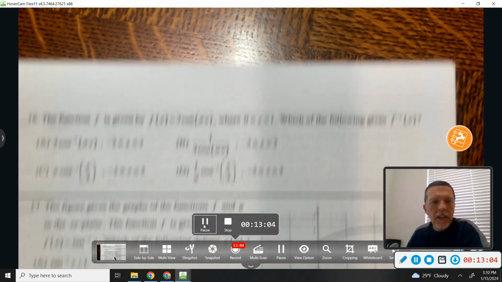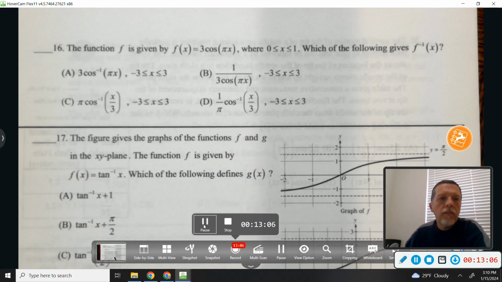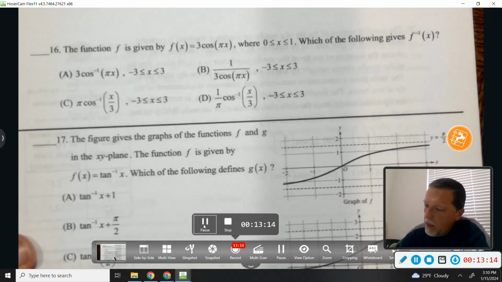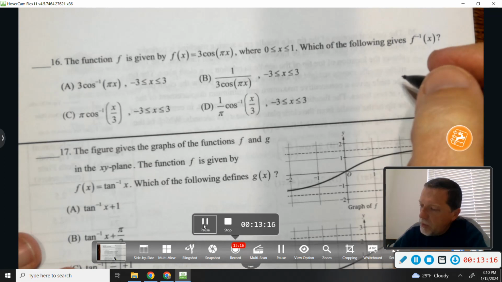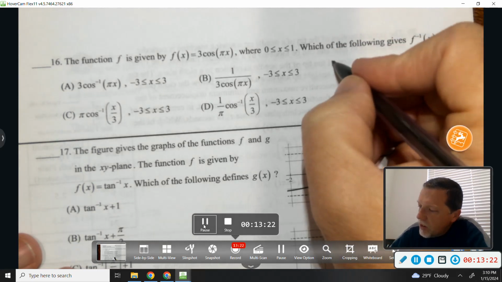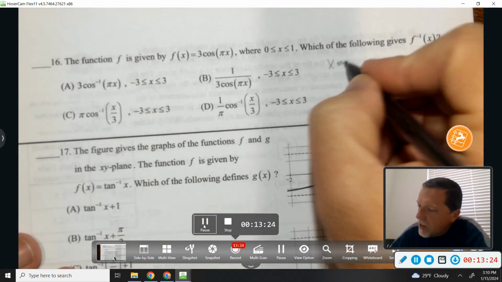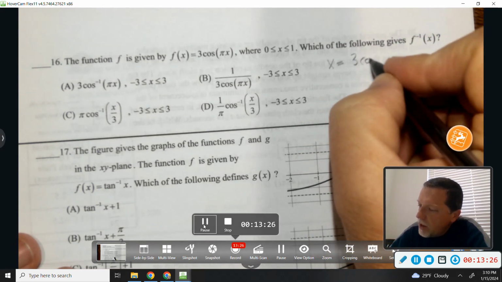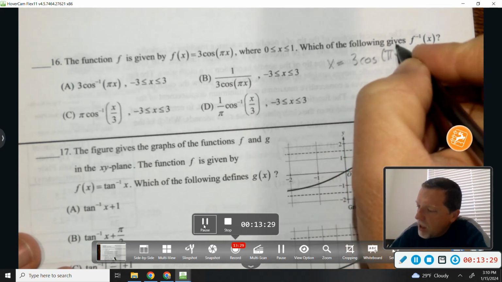Number 16. Function f is given by that thing. X is between 0 and 1. Which of the following gives the inverse? Okay, so inverse means maybe it's easiest to just switch x and y rather than thinking about the graph. So inverse means switch places. X equals 3 cosine of pi y.